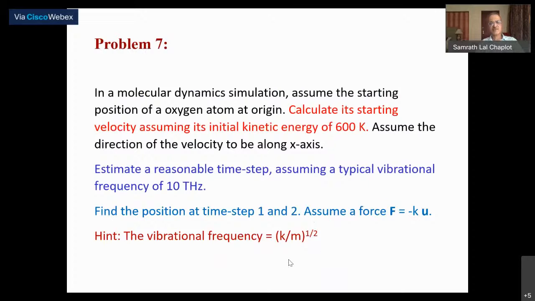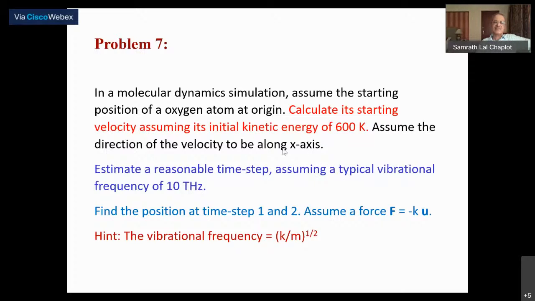Based on this, let's look at the problem now. In a molecular dynamics simulation, assume, so it's a very basic problem, we are just starting the simulation. Assume that the starting position of an oxygen atom is at the origin. So start an oxygen atom at origin 0, 0, 0. When I say oxygen, its mass is known to you, 16 atomic mass units, and the initial position is 0, 0, 0.